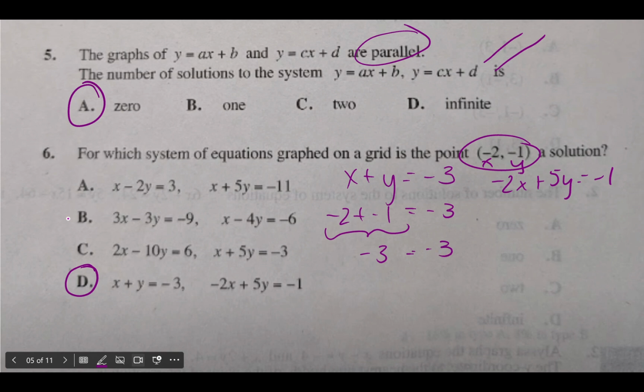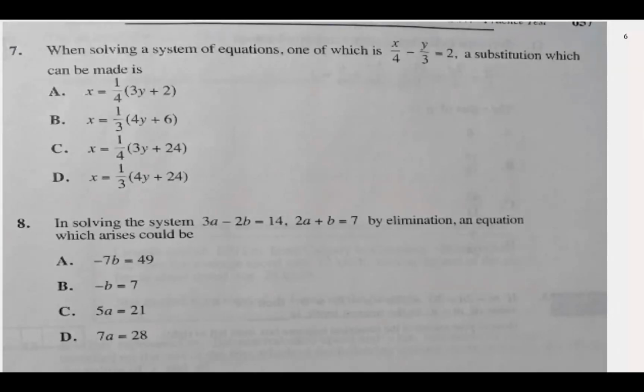Doing the same thing, plugging it in, -2 times -2 plus 5 times -1. We want to prove that that will equal -1. So -2 times -2 is +4. +5 times -1 is -5. We know 4 minus 5 is -1. So your left side equals your right side. So it also works in the second equation. So we definitely know our answer is D. If we plugged that point into each equation of these other ones, it wouldn't work.